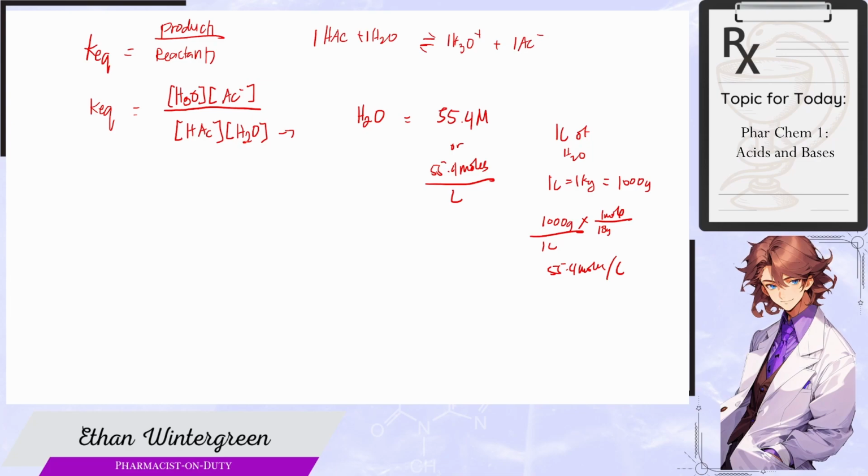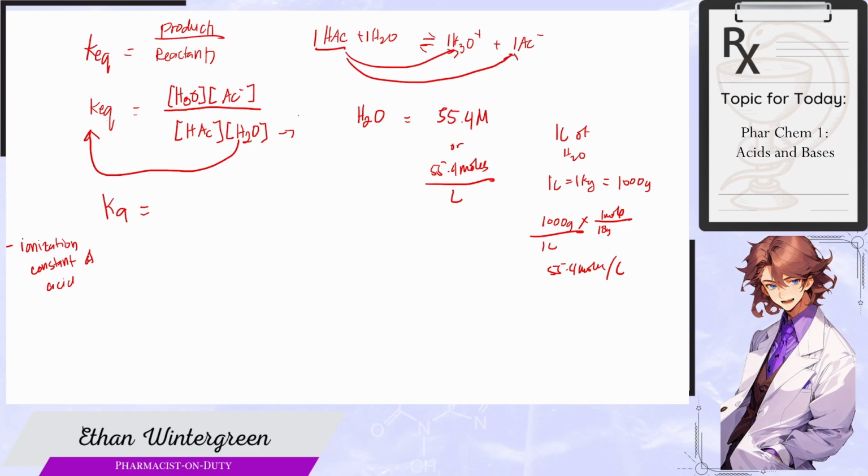So since the value of H2O never changes, since it's a constant, we could multiply it with our Keq. Since Keq is a constant, and water is a constant, you now have a new constant. That is your Ka, which is defined as the ionization constant of an acid. Since acetic acid ionizes to hydronium and acetate, this is the equation for that ionization.